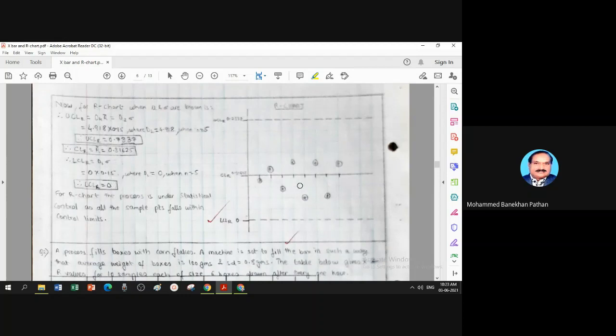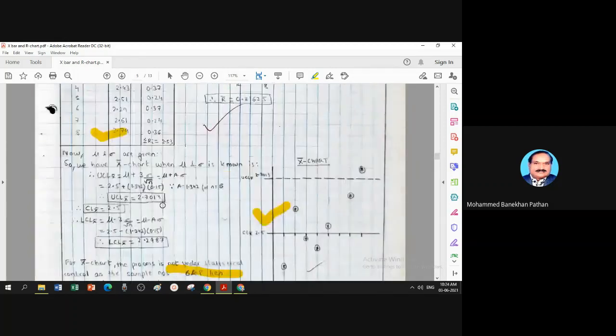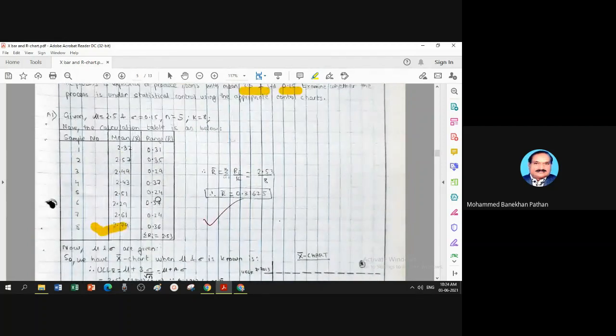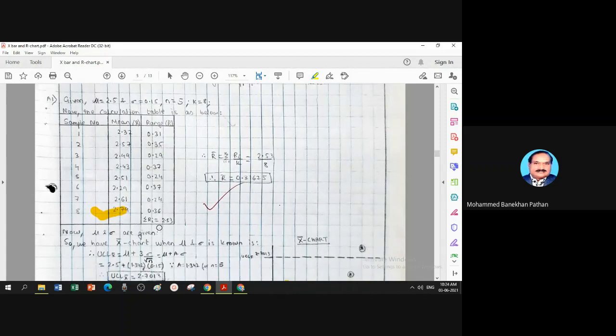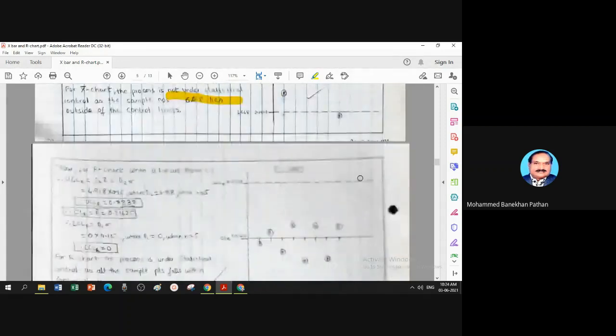Now I plot it. This is the central line, that is the given target value. This is the upper control limit as a dotted line, and this is the lower control limit. If it comes out negative, you have to take 0; and if it is positive, then take it accordingly. So here the lower control limit is 0, that means the x-axis itself. What is plotted here are nothing but the values of the range calculated from each sample, and these values are plotted on the R chart.